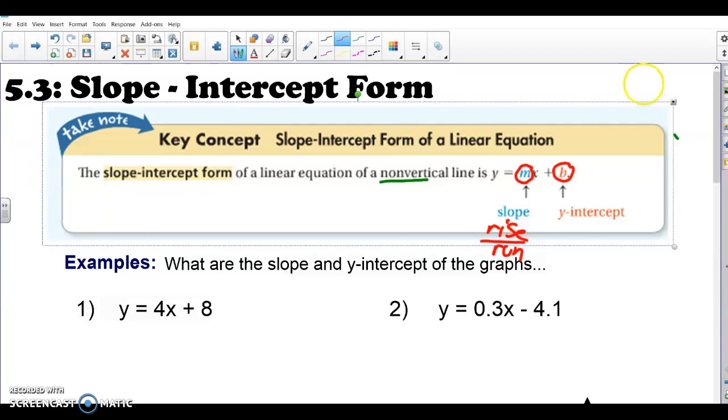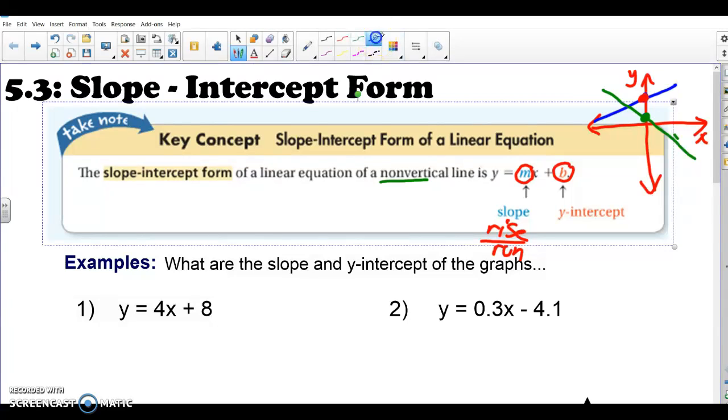So what I mean by the y-intercept is any point that crosses the y-axis. Remember, the y-axis is the one that's going up and down. So at any time, if a point is on that y-axis, that's going to be a y-intercept. So in this case, this would be your y-intercept for this line. That would be your y-intercept, for example. So that's what we're going to be looking at for that b value.